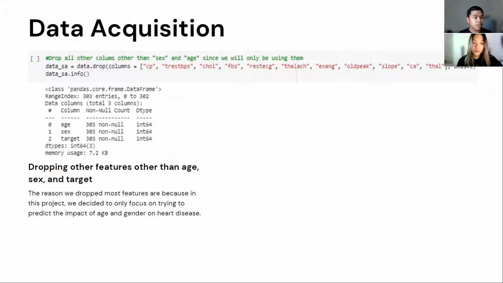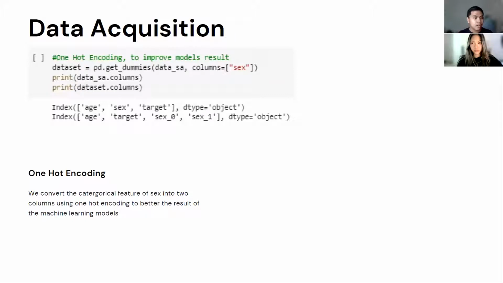Now for the next step, we will drop all the other columns other than sex and age, since we will be only focusing on trying to predict the impact of age and gender on heart disease. Next. We then convert the categorical feature of sex into two columns using one-hot encoding to improve the results of the machine learning models.